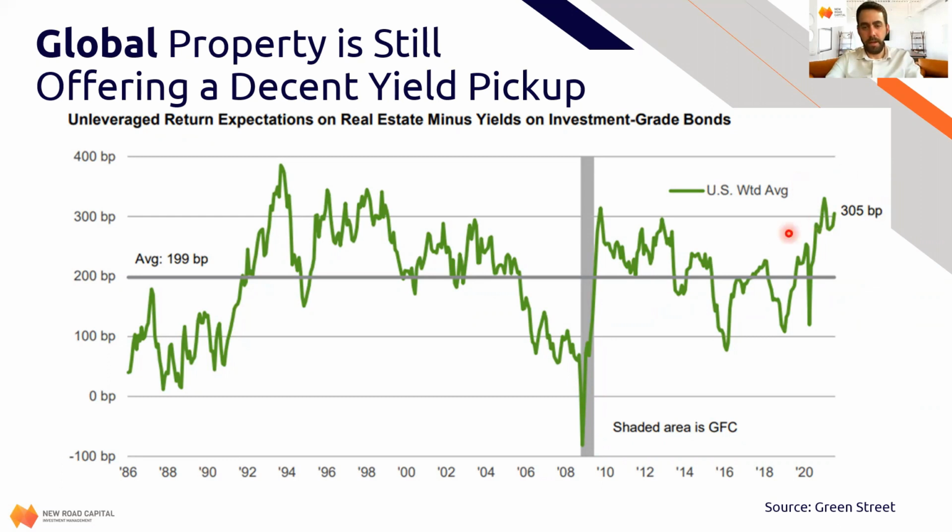And it generally tends to mean revert, given the bond proxy nature of property. So when this is high, it means property is quite good value relative to bonds. And when it's low, it's not good value. And you can see, before the financial crisis, property was very expensive. And then obviously you had the property crash. But you can see now it's a lot cheaper relative to bonds. So we quite like the space, good yield pickup here.